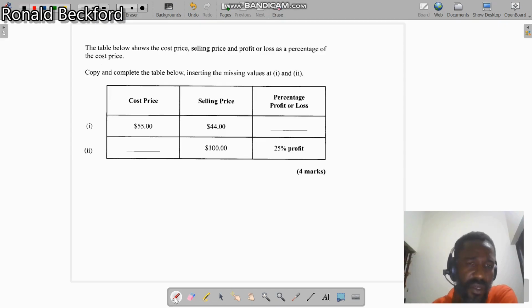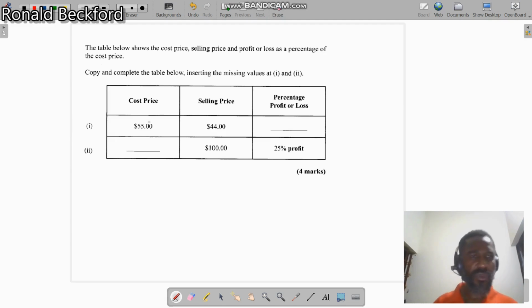Welcome to another video. In today's video, we'll be looking at a past paper question from 2011, and the particular question that we'll be looking at is question 1 part B. It says the table below shows the cost price, selling price, and profit or loss as a percentage of the cost price. Copy and complete the table below, inserting the missing values at 1 and 2.